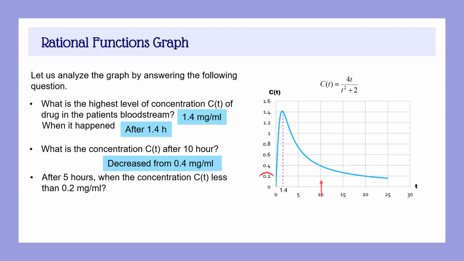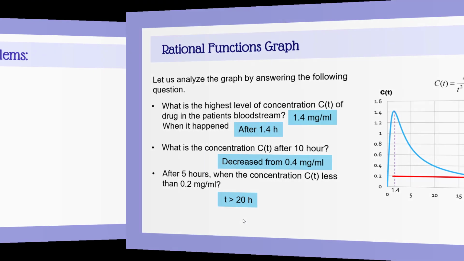And after 5 hours, let's see here, when the concentration C(t) is less than 0.2. So let's take a look at the right part of the graph that is already after the 5th hour. And when the concentration is 0.2, we can read from the graph that here, the time will be larger than 20 hours. We write it down as t > 20 hours.